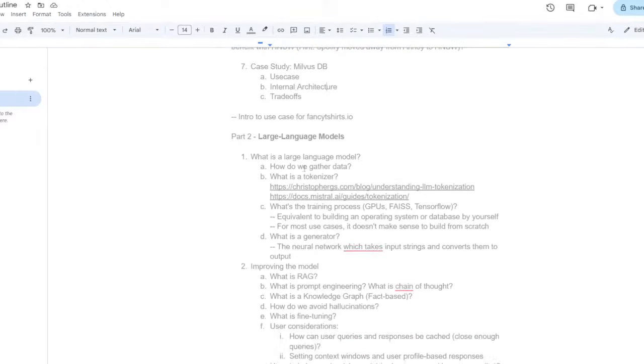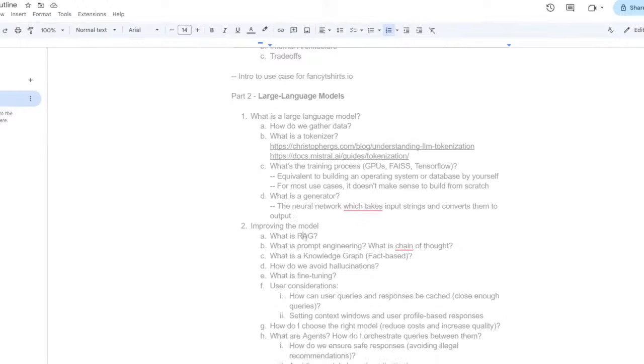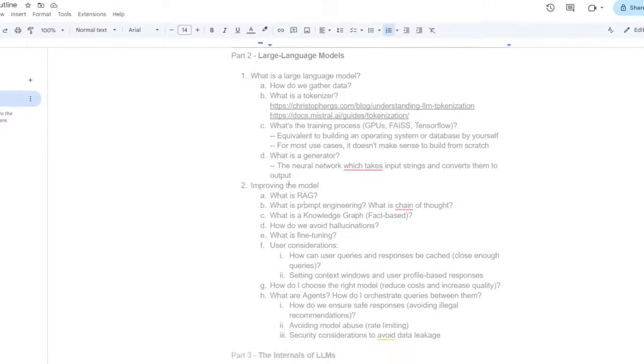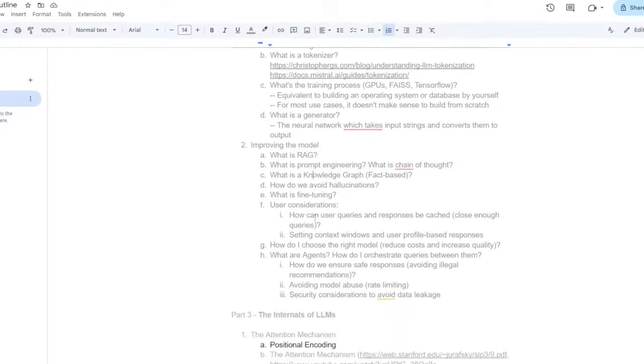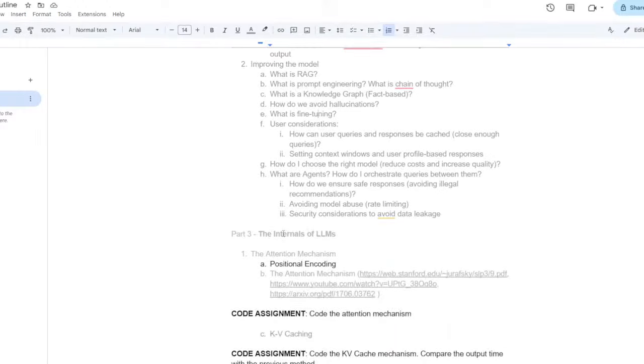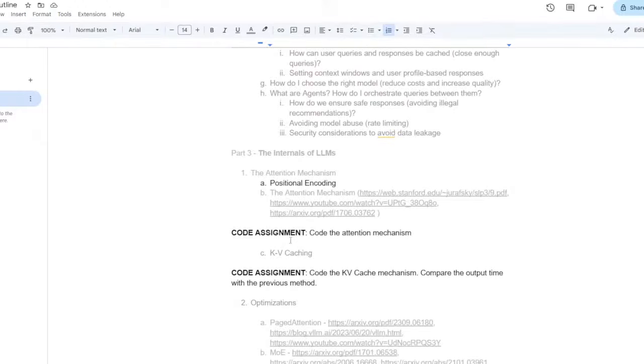We also have large language models. Without that, you can't have an AI course on LLMs. So what is a large language model? What is RAG? Part 2 is the engineering side. There's prompt engineering, knowledge graphs, how do you avoid hallucinations, and what kind of fine tuning you can do as an engineer.